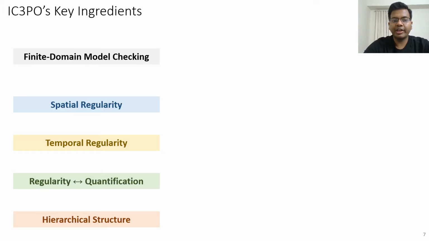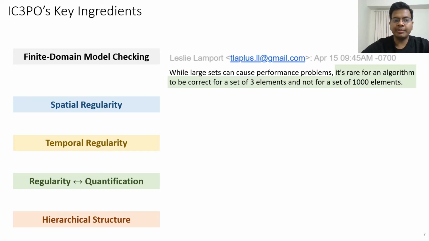Here is a summary of the key ingredients of the technique. IC3PO uses finite domain model checking instead of directly verifying the unbounded protocol. And the basic intuition behind this is, as stated recently by Leslie Lamport, the 2013 Turing Award winner, in the TLA+ Google group, quote, "It is rare for an algorithm to be correct for a set of 3 elements and not for a set of 1,000 elements."